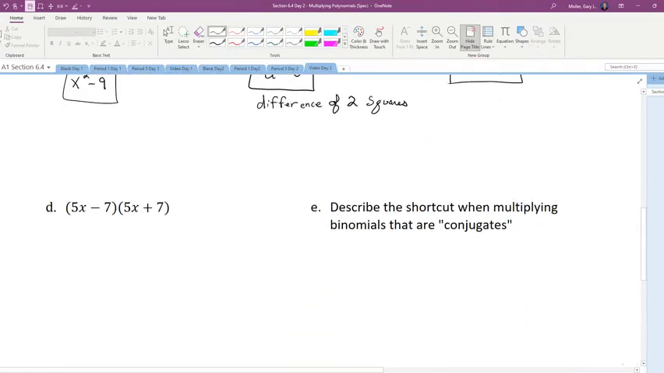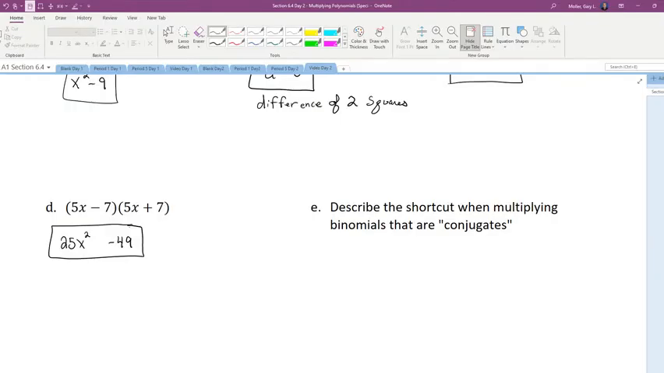All right. D. Let's use the shortcut. The shortcut simply looks like I'm going to square the first term, 25x squared. I'm going to square or multiply the negative 7 and the positive 7 and get negative 49, and I can ignore multiplying the middle two terms together because they're just going to cancel out. So if I recognize that, then I can use that to my advantage and get the answer much quicker.